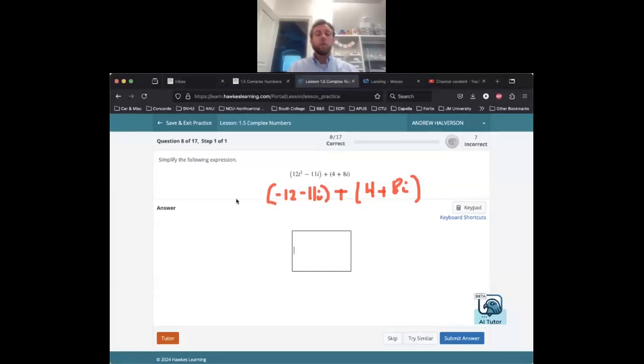So all we did here was just take the I squared, simplify to negative 1, and it changes that first term. And so it makes the combining of like terms a little easier to do, a little more straightforward. Questions on that?